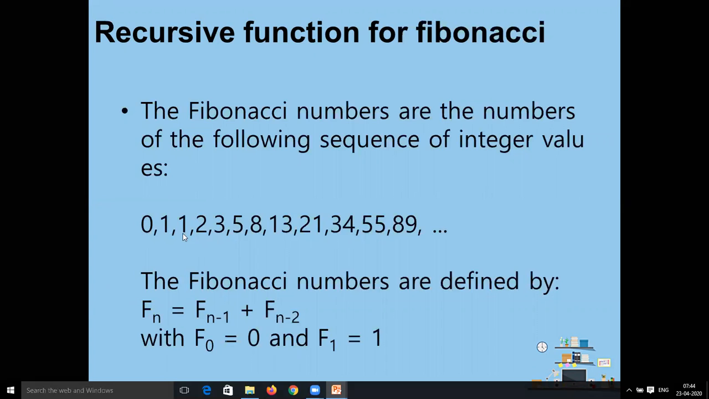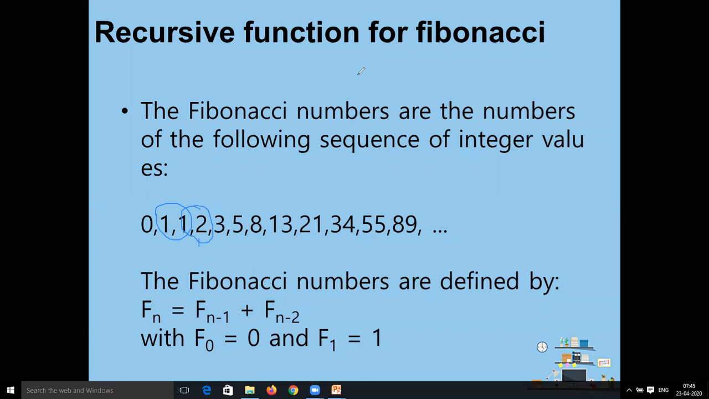Similarly here, to get the next term, that is the fourth term 2, we will add the first two arguments, that is 1 plus 1, and we will get value 2. Now to get the fifth term, we will add again 1 plus 2. So this is how the Fibonacci series is generated.